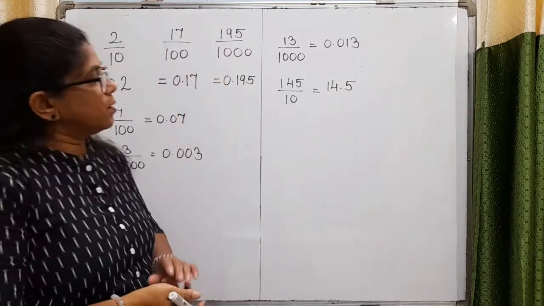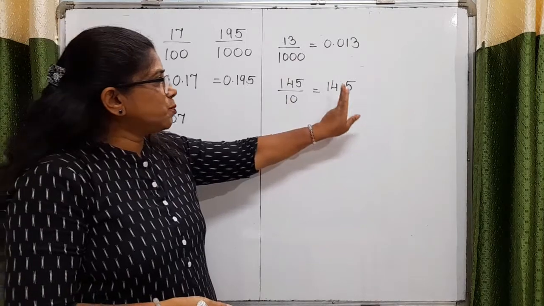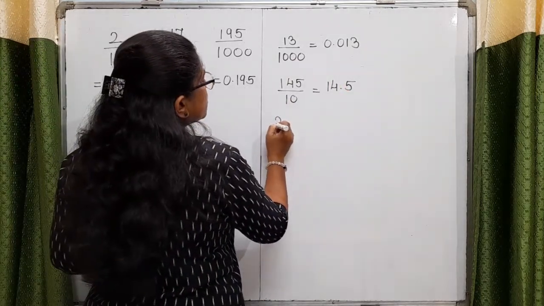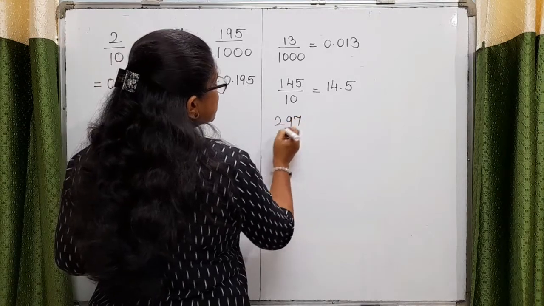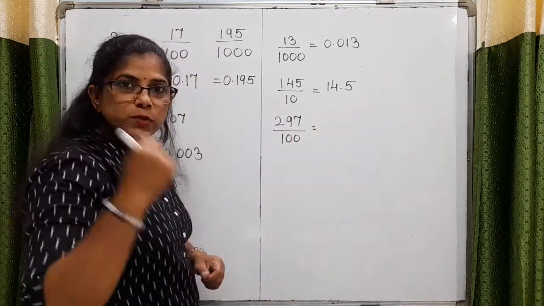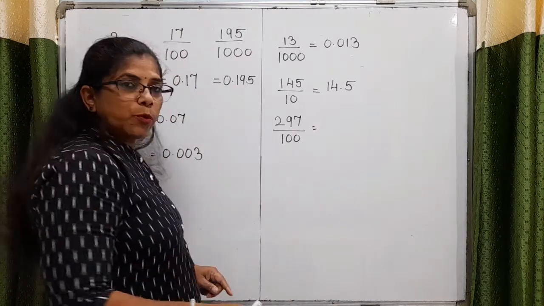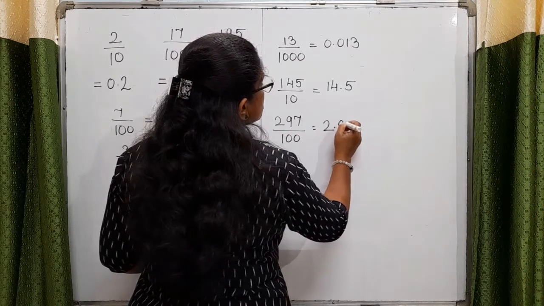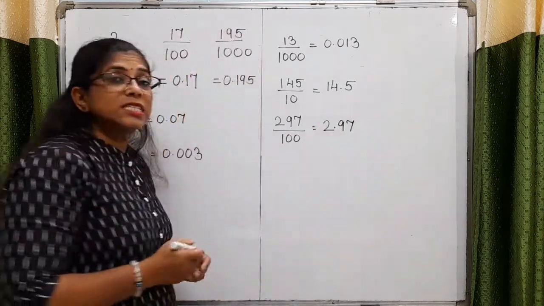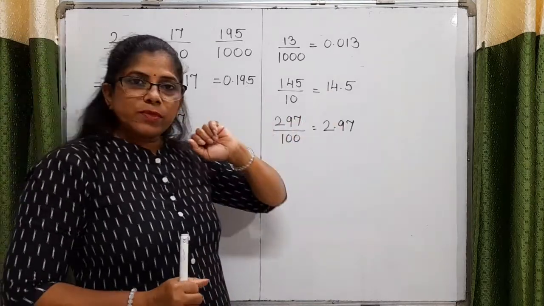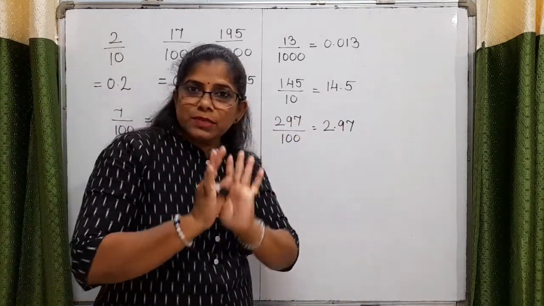14.5. Only one digit should be there after the decimal point. If it is 297 upon 100, 100 has 2 zeros, so after the decimal point only two digits are expected. So 2.97. So when we read this number, see 14, I read it as 14.